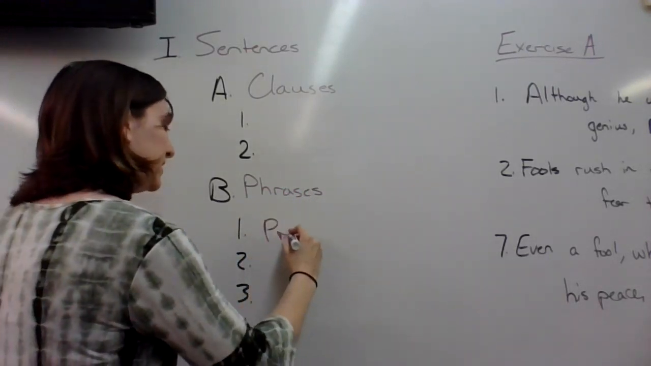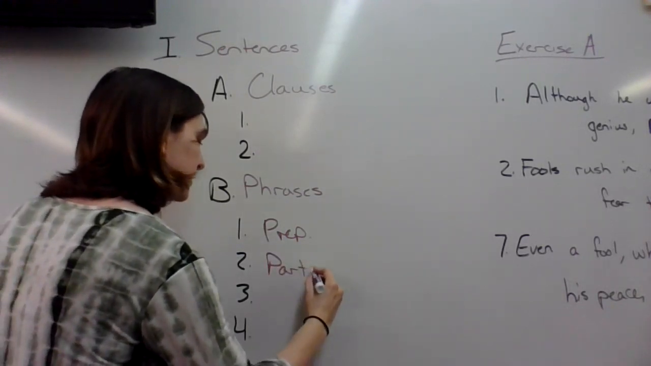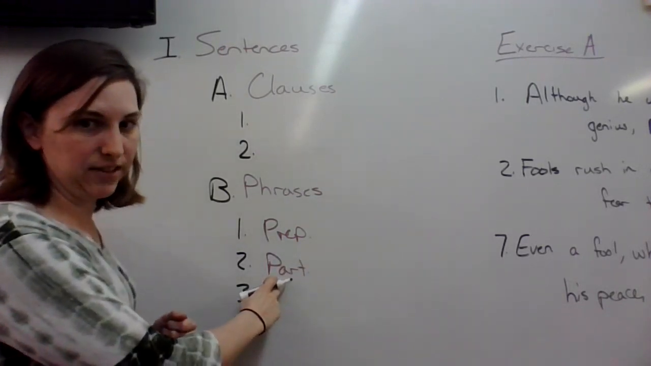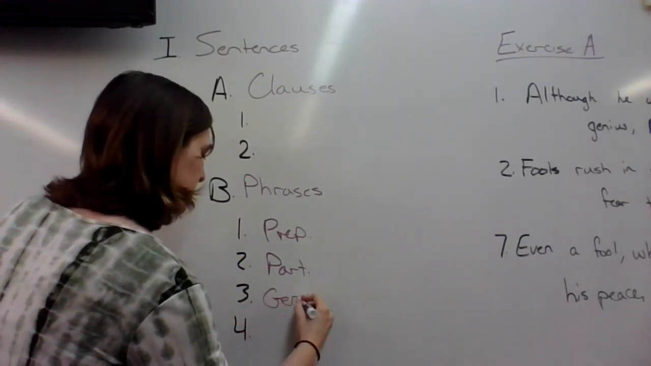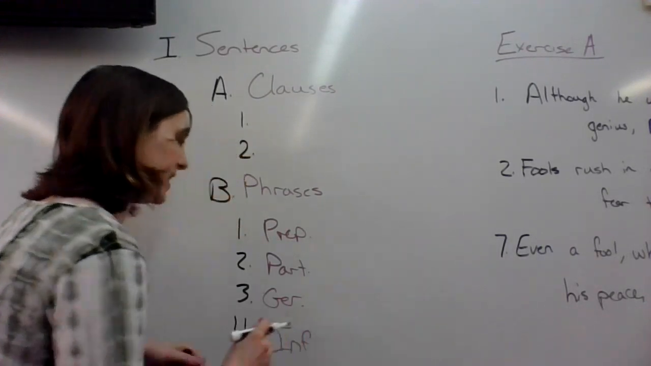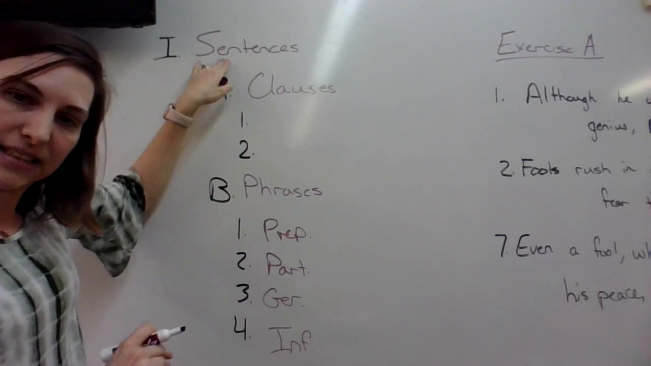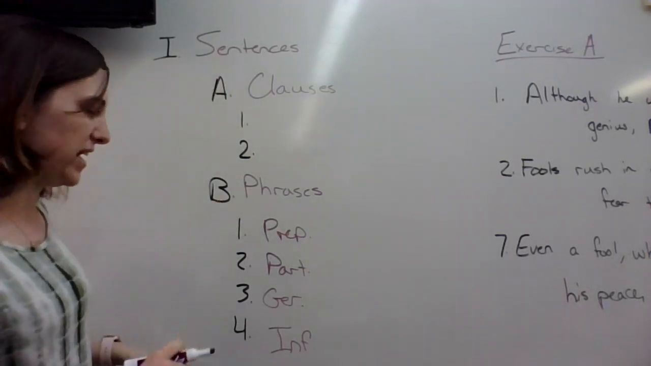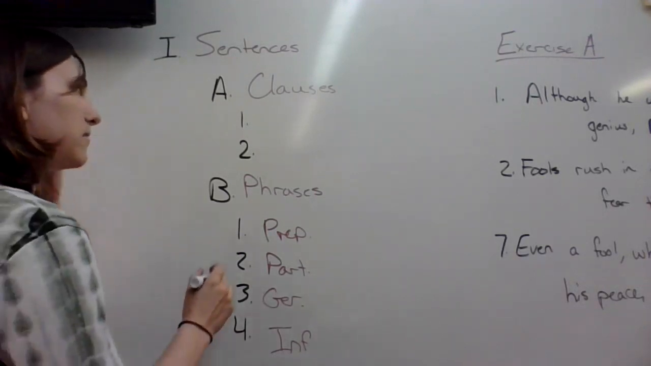We've got prepositional phrases. We've got participle phrases. Now this is only adjective, but they are a type of phrase. We've got gerund phrases, and we've got infinitive phrases. And those are the basic four phrases that can go in a sentence. Okay? They can't stand alone. They just add to the sentence, and they're just a little phrase.